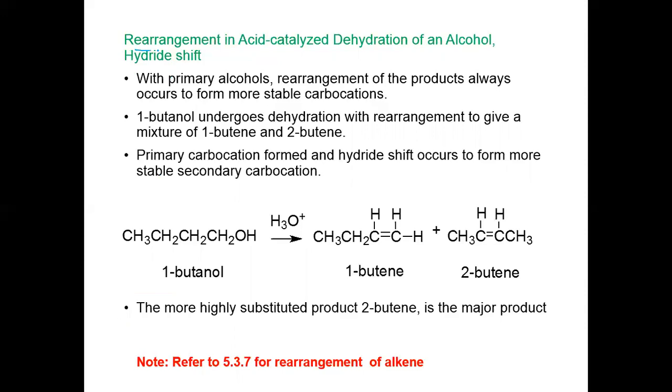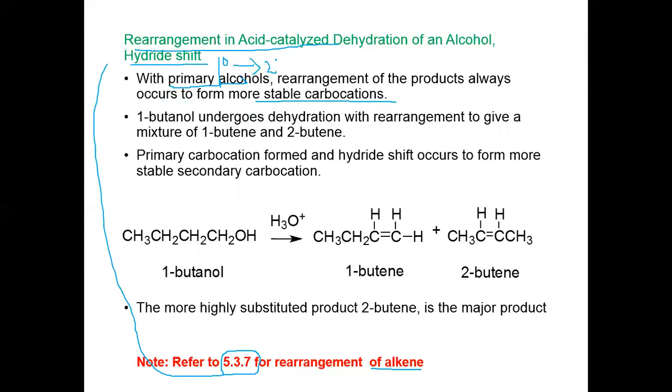Okay, rearrangement in acid dehydration of an alcohol, hydride shift. Okay, if you forgot about this hydride shift, so you can refer back to this note 537, rearrangement of an alkene. So the same concept. Okay, with primary alcohols, rearrangement of the products always occurs to form more stable carbocations. Okay, 1-butanol, dia cakap primary alcohol. So primary alcohol, dia kena berubah tempat untuk menjadi secondary, which is more stable.